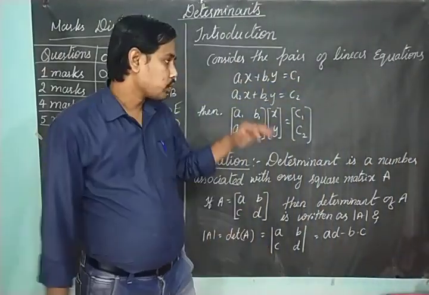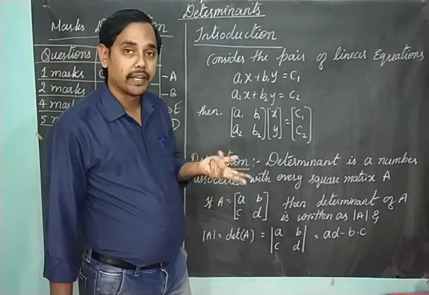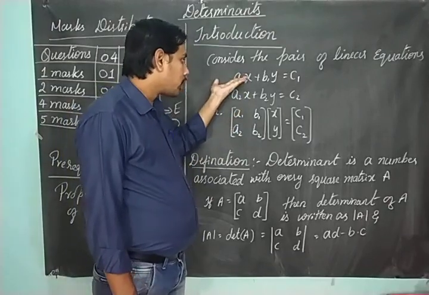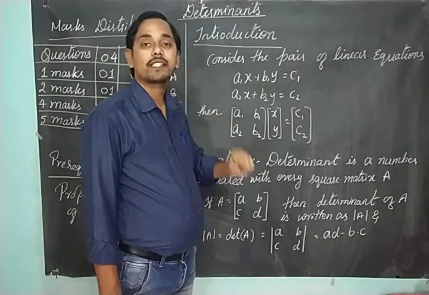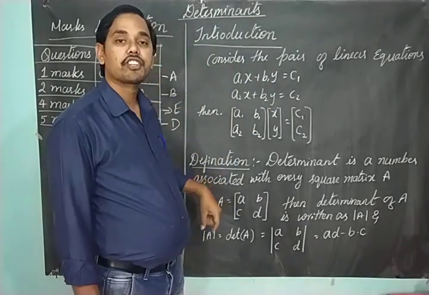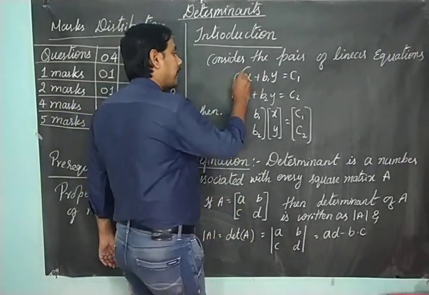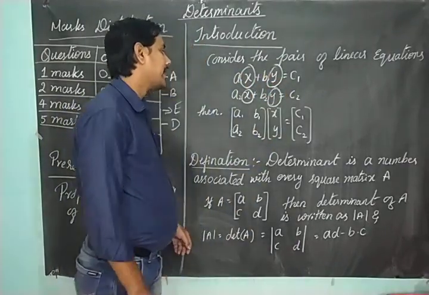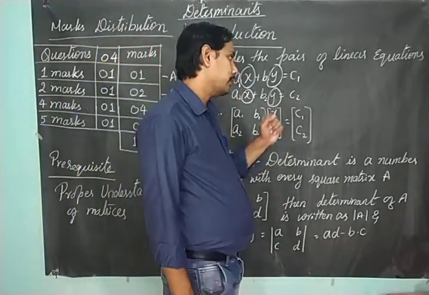Now this was all about matrix. Then why do we use determinants? What is the use of determinants? Here, in order to find the value of x and y, it is compulsory for us to solve these equations. Only if we solve them are we able to find the values of x and y, right?